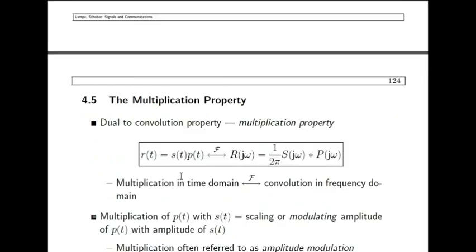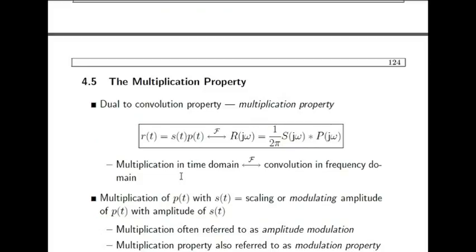In the next tutorial I will teach you about the multiplication property and the frequency response of systems described by linear constant coefficient differential equations.